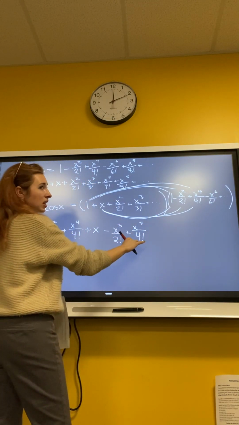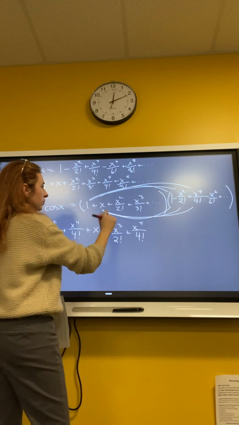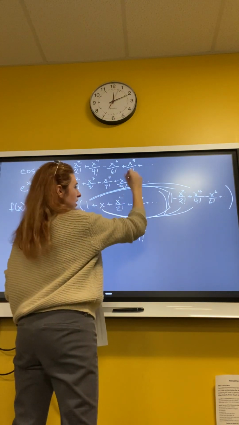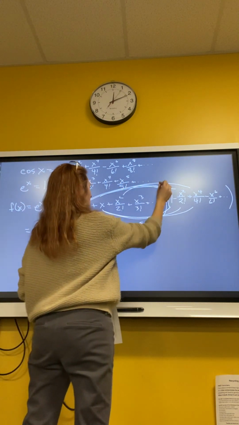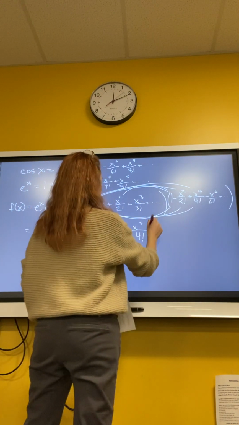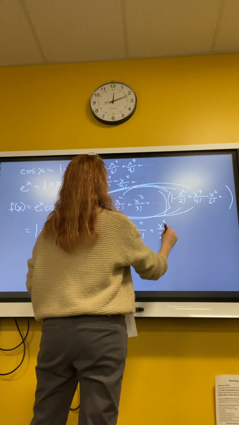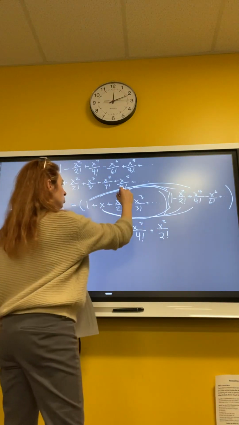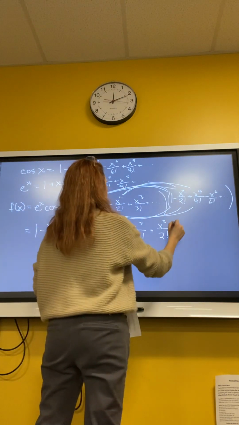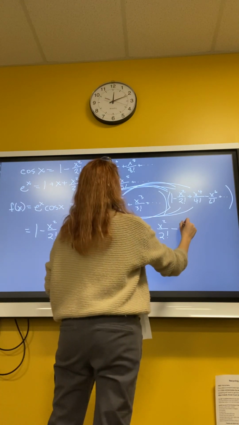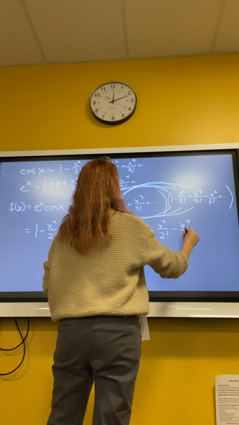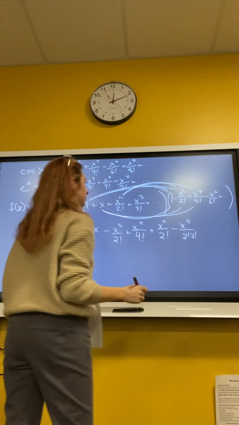I probably won't even need that. Yeah, probably won't. Okay, x squared, unless things cancel out. So x squared over 2 factorial, which looks like some of it will. So plus x squared over 2 factorial. And then minus x to the 4th over 2 factorial times 2 factorial.